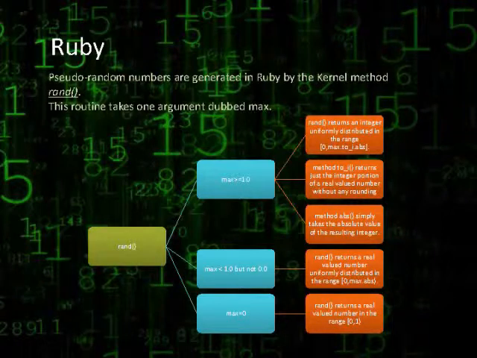In this context, like Perl's int routine, the method to_i returns just the integer portion of the real value number without any rounding, and the method abs simply takes the absolute value of the resulting integer. However, if the magnitude of max is less than 1 but not 0, rand returns a real valued number uniformly distributed in the range of 0 to max. If max is 0, the default value if no parameter is explicitly supplied, rand returns a real valued number in the range of 0 to 1.